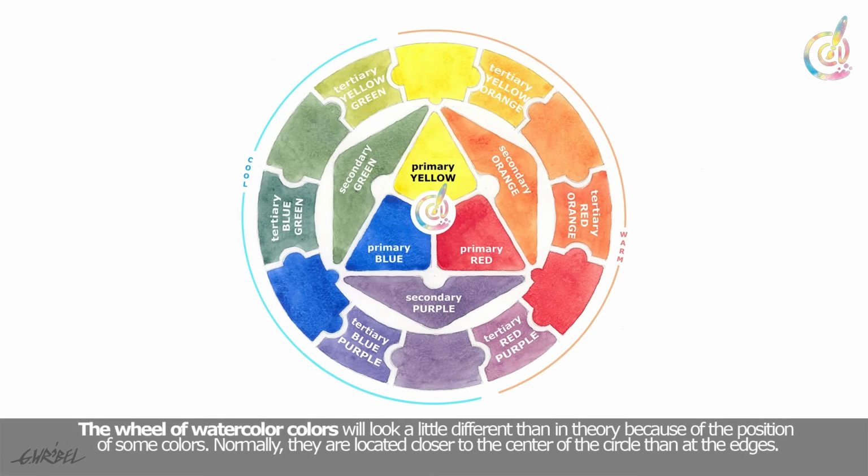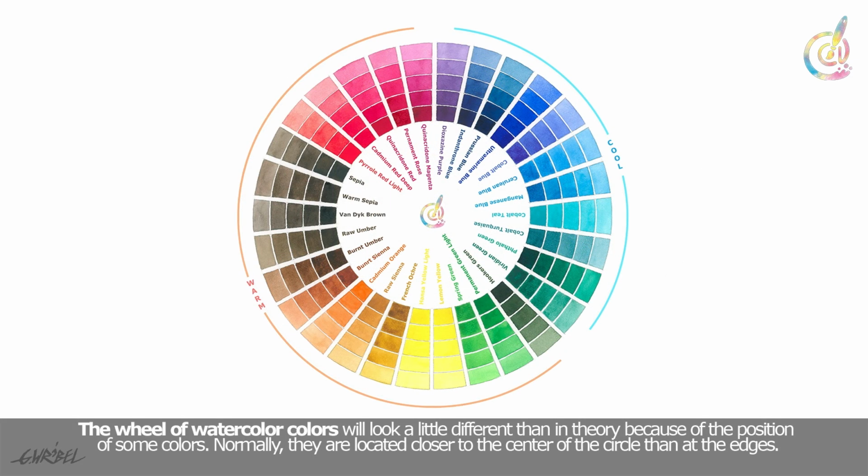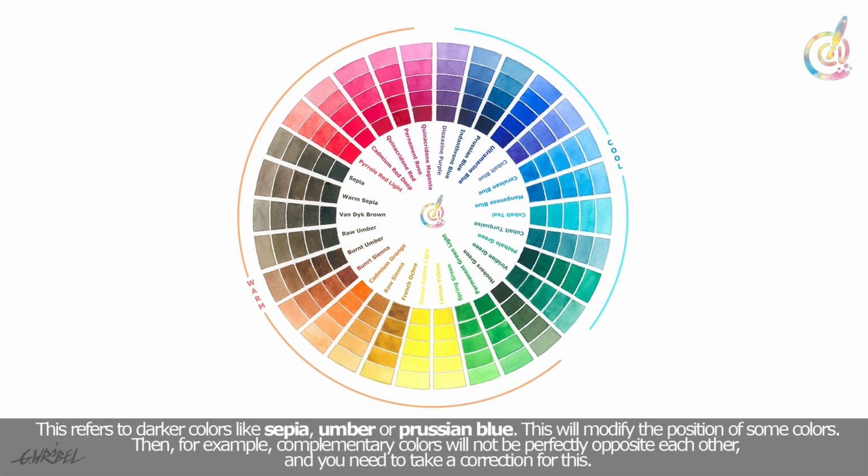The wheel of watercolor colors will look a little different than in the theory because of the position of some colors. Normally they are located closer to the center of the circle than at the edges. This refers to dark colors like sepia, amber or Persian blue. This will modify the position of some colors. Then, for example, complementary colors will not be perfectly opposite each other, and you need to take a correction for this.